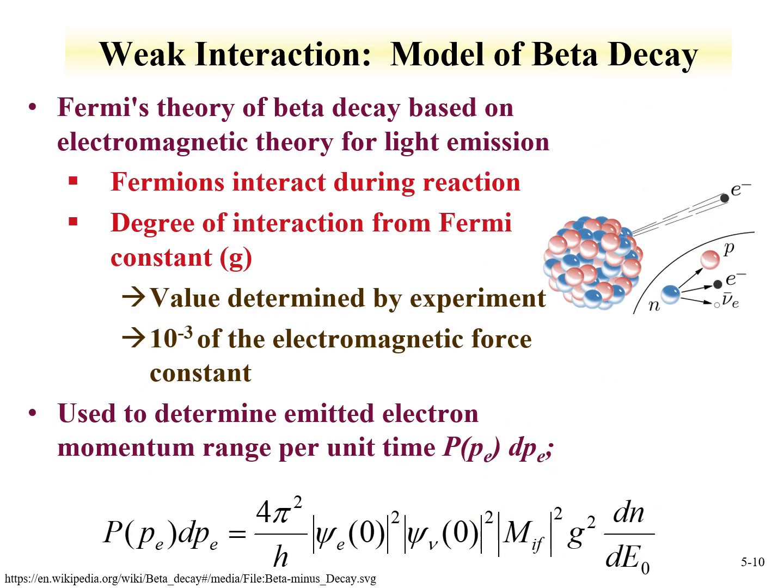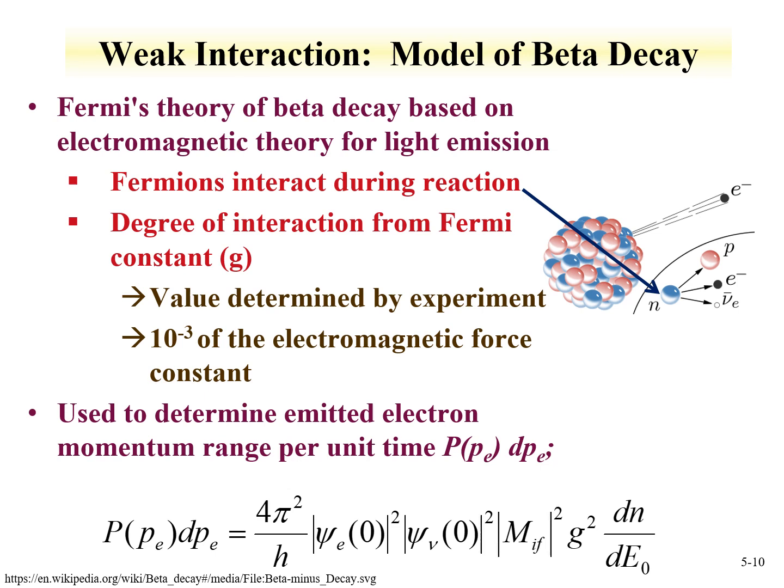Beta decay can be modeled based upon the weak force. So this weak interaction is what Fermi used, and he based it upon the electromagnetic theory for light emission. And fundamentally, you have fermions interacting during the reaction. An example is shown here, an example of a neutron going to a proton, electron, and antineutrino.